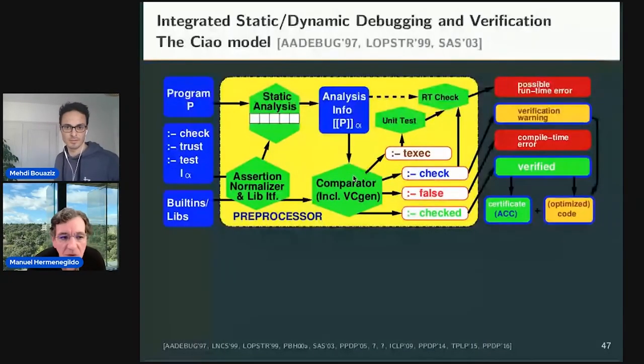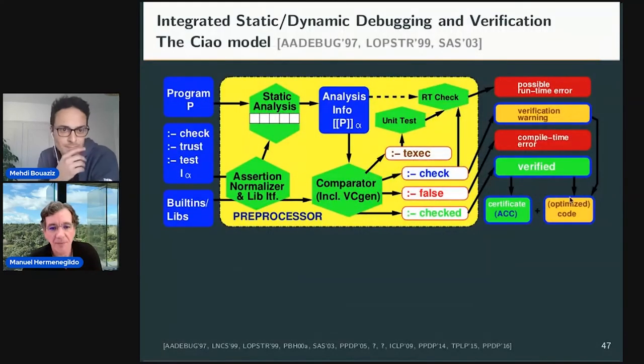Let me show a slide here that I did not have time to put in. I think this one will work. This is the schematic of what we do. The static analysis produces analysis info, which is safe approximations, and we compare that to the assertions, and that way we check whether the assertions are true, false, etc.